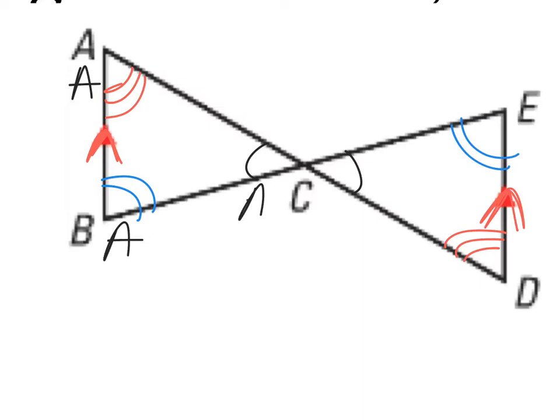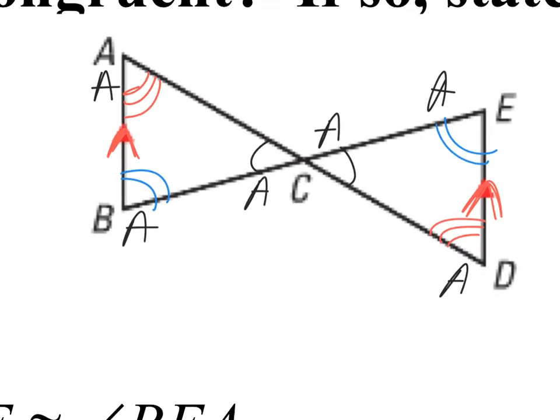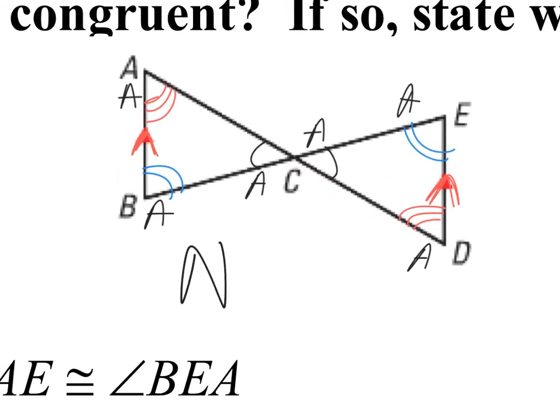You have 3 angles congruent in the left triangle and 3 angles congruent on the triangle on the right. So you have AAA. That does not work. You have to have a side to make it work. You don't have a side, so you should say no. Because of angle, angle, angle, you can cross it out. That does not work.